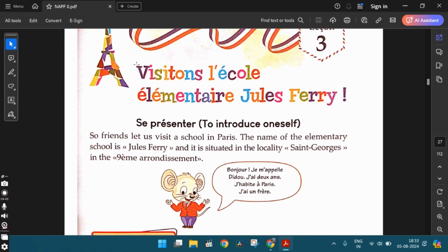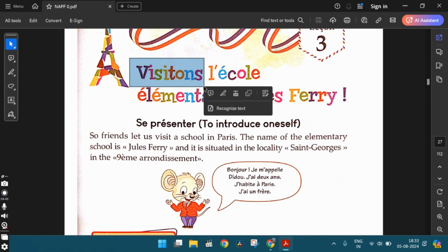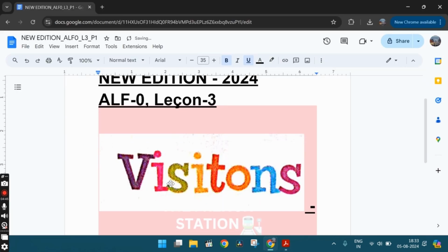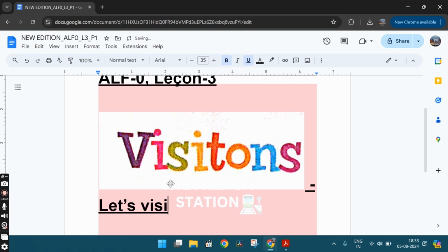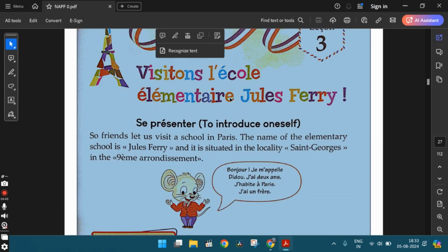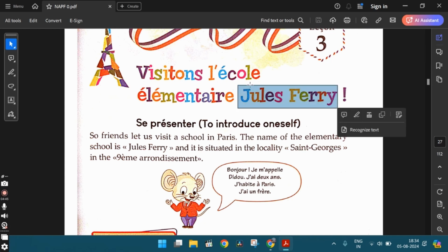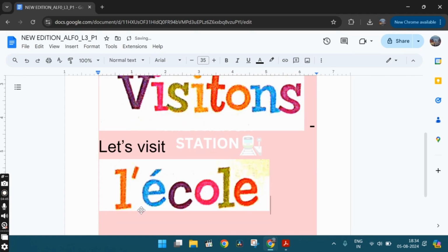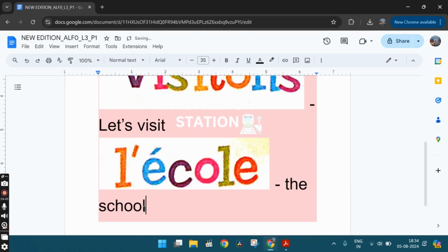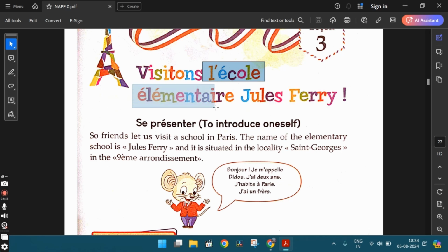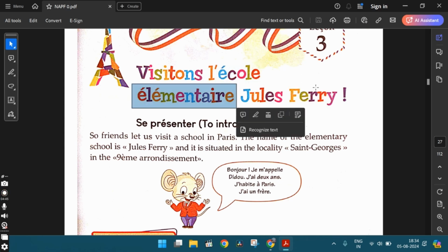Leçon 3. The name of the lesson is Visitons l'école élémentaire Jules Ferry. So, visitons is nothing but let us visit. It's very similar to the English word visit, but it means let us visit. So, the name of the lesson is let us visit the elementary school. The name of this elementary school is Jules Ferry. The word l'école is nothing but the school. So visitons is let us visit, and l'école is the school. So école élémentaire is nothing but elementary school.